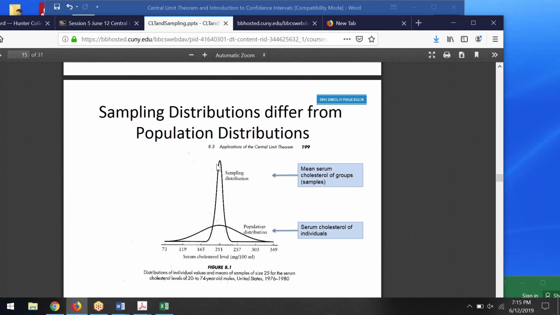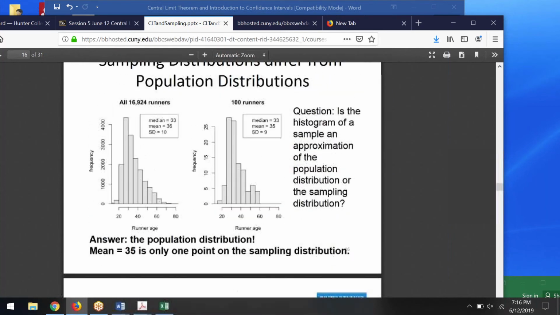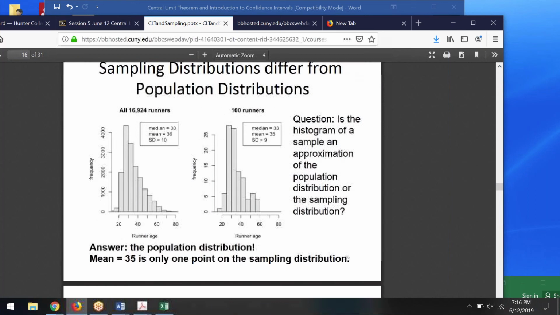And in this case, this illustrates it. This tall, skinny one is the sampling distribution for sample size 25, repeated sample means for sample size 25. And this flatter curve represents the population normal distribution. Okay, let's take a look at this one. Okay, now let's see what this looks like.